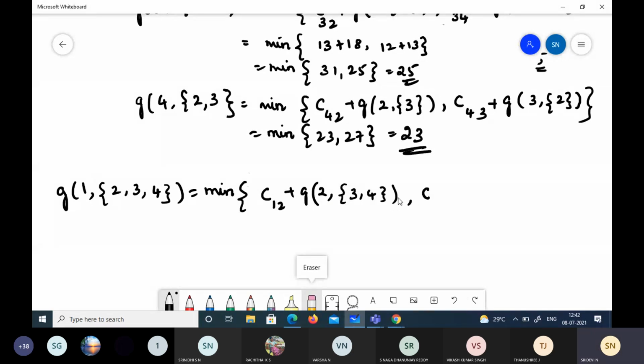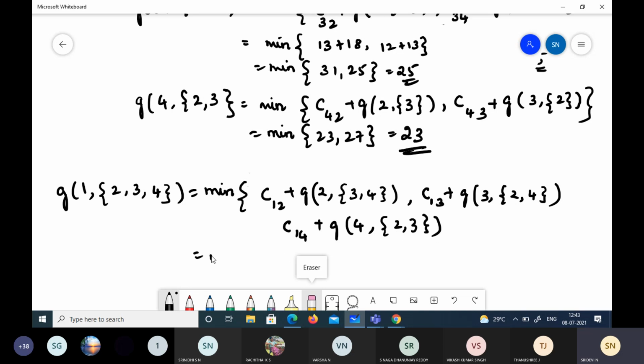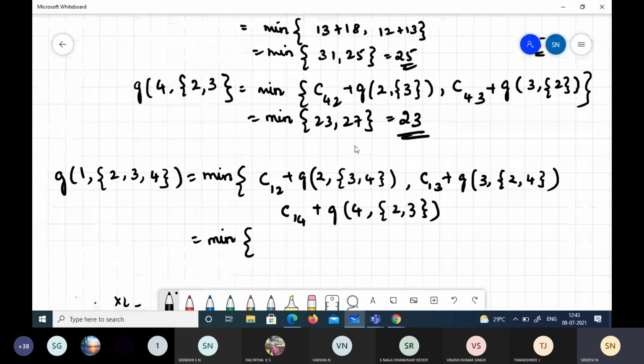Okay. Then C of 1 3 plus G of 3 comma remain left out is 2 4. Then C of 1 4 plus G of J is 4 and 2 3. Now you will get the minimum path. So fast if you will tell, we can just finish this.